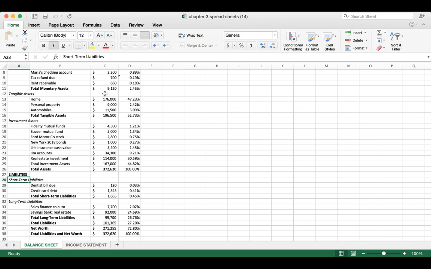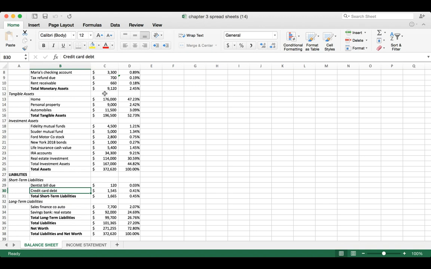Then on the other side of the equation, we have liabilities, and those liabilities are debts. It's what you owe. And that's broken into short-term and long-term. Short-term is less than a year, and long-term is a year or more. Here we have a couple of short-term liabilities, credit card debt and the dentist debt. And this is all based on a single point in time.